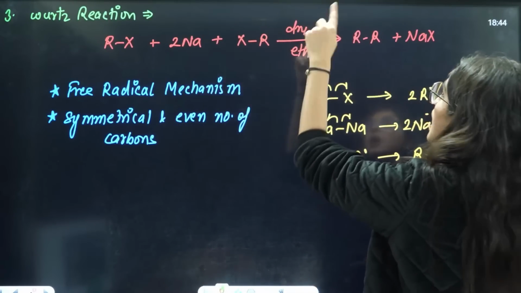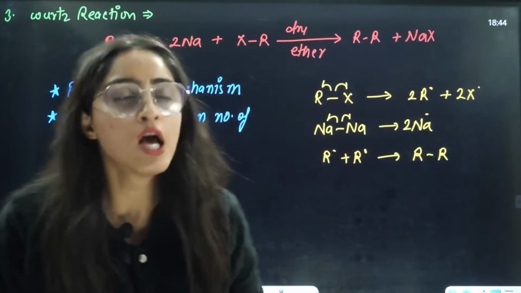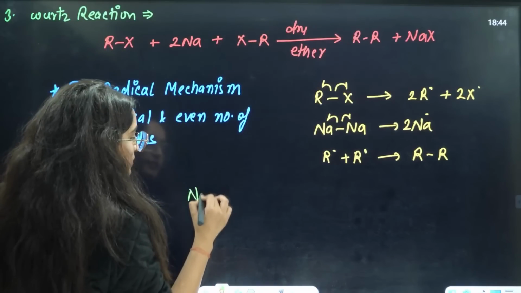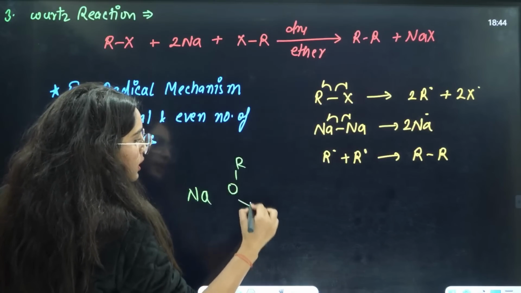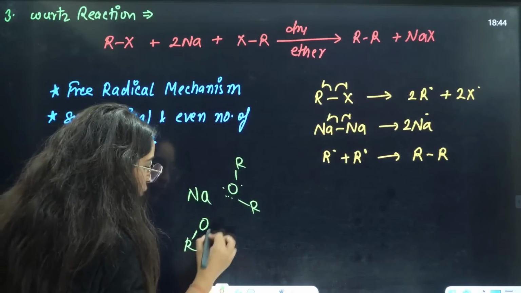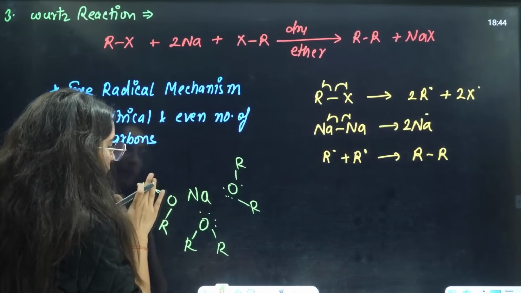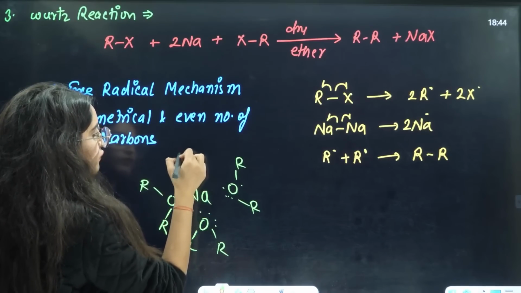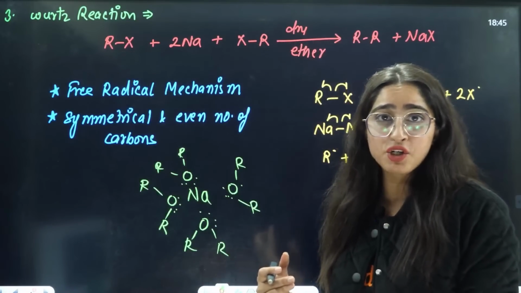Sodium, so you have used it, but why have you used dry ether here? What is the use of dry ether here? We use ether because this sodium with the ether, suppose this is the ether, will have solvation energy. Many ether molecules will be present here and they will have the solvation energy. Because this solvation energy is released, it will be easy for the reaction to occur.